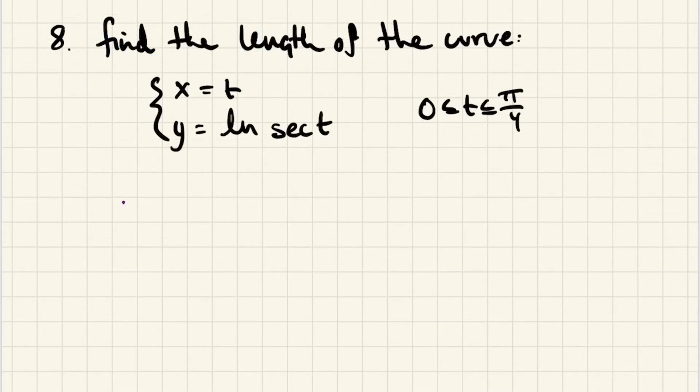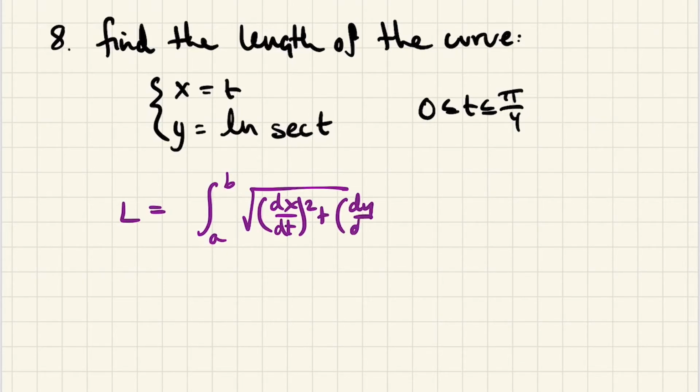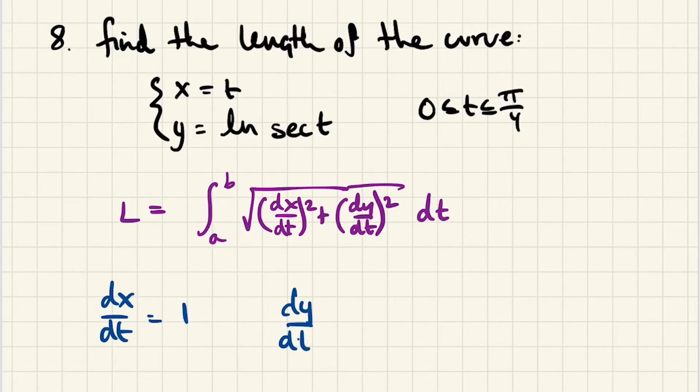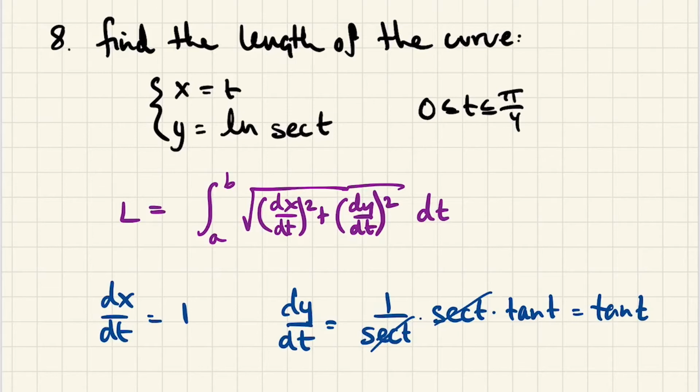Okay, here we're going to use the arclength formula for parametric equations, which looks a lot like the arclength formula for Cartesian equations. So we just need the derivative of x with respect to t and the derivative of y with respect to t, and we're just going to load those right where they go, and then we'll evaluate that integral. So dx dt is 1, and dy dt is 1 over secant of t times the derivative of secant. So that would be tangent of t.